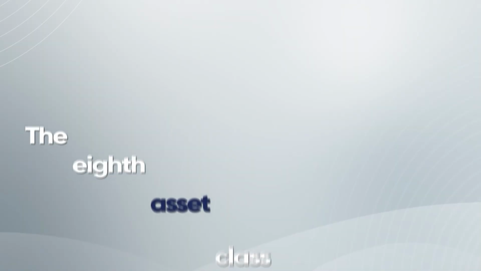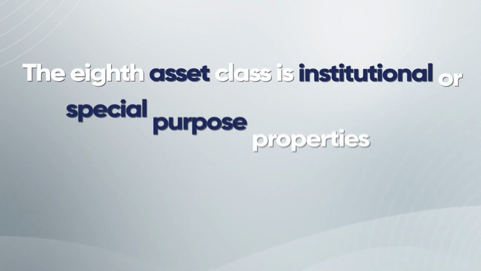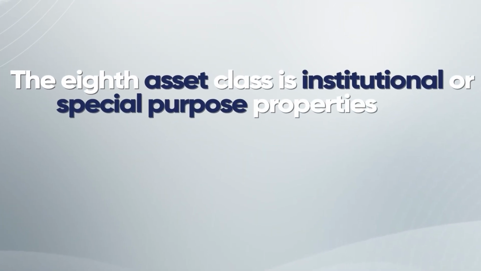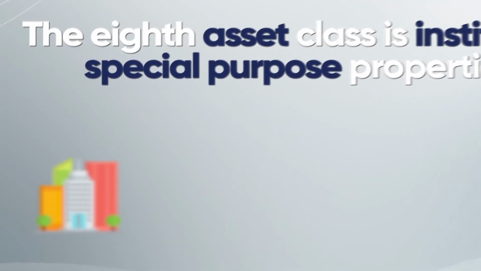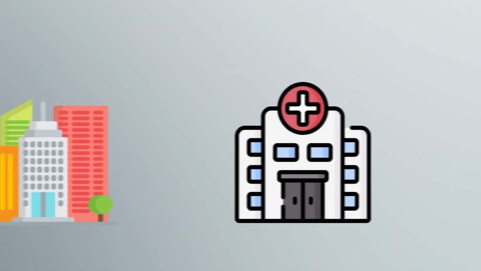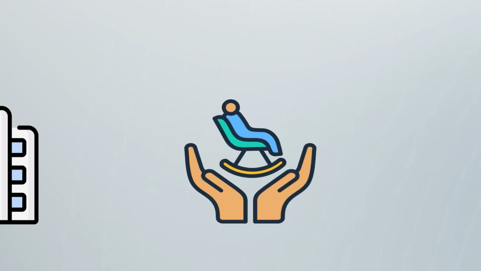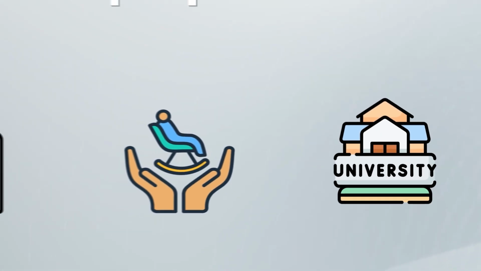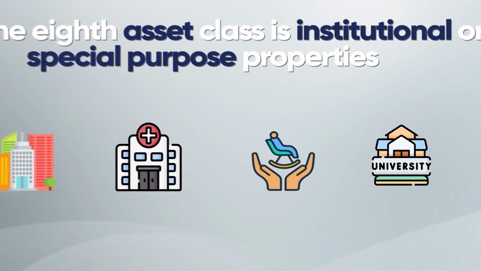The eighth asset class is institutional or special purpose properties. These properties can include government buildings, hospitals, senior living facilities, universities, and other specific use properties.